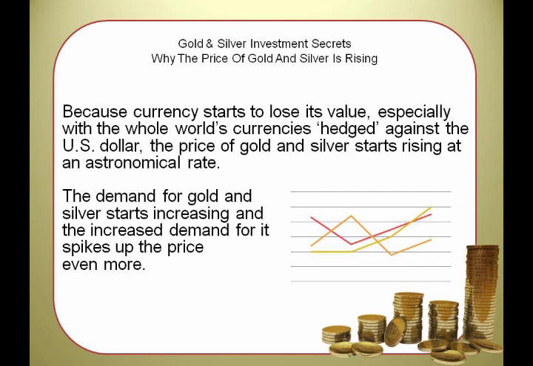Because currency starts to lose its value, especially with the whole world's currencies hedged against the US dollar, the price of gold and silver starts rising at an astronomical rate. The demand for gold and silver starts increasing, and the increased demand for it spikes up the price even more.